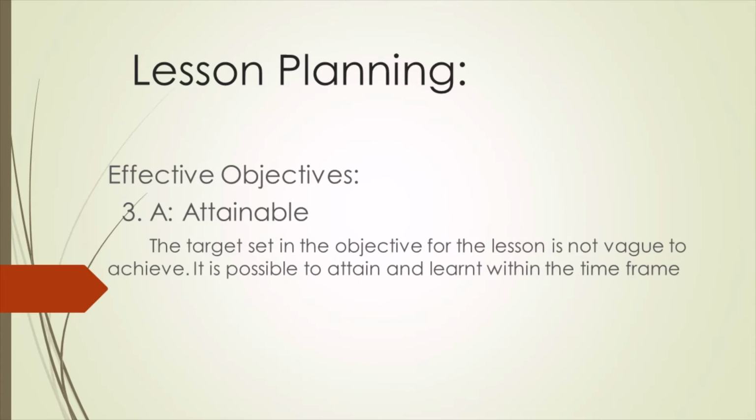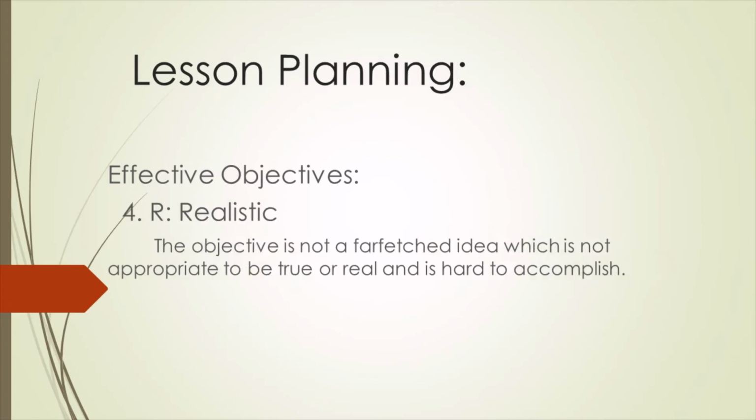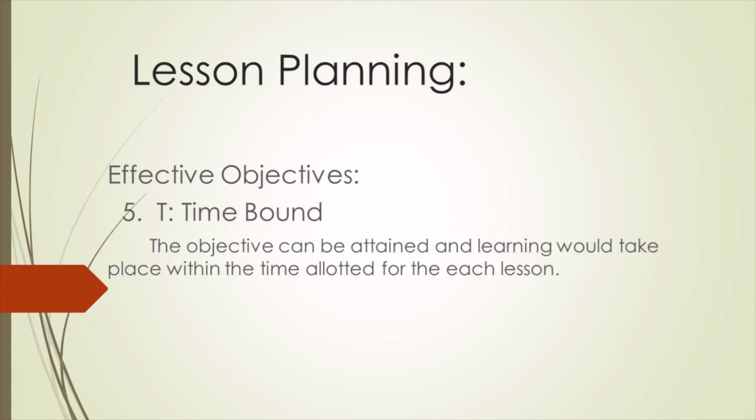A, Attainable. The target set in the objective for the lesson is not vague to achieve. It is possible to attain and learn within the time frame. R, Realistic. The objective is not a far-fetched idea which is not appropriate to be true or real and is hard to accomplish. T, Time-bound. The objective can be attained and learning would take place within the time allotted for each lesson.